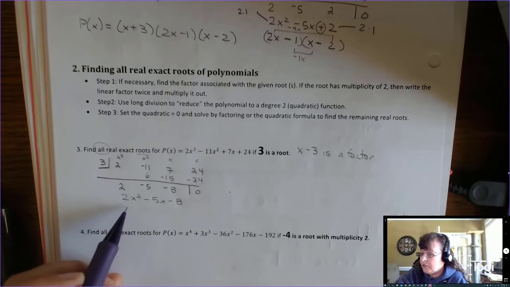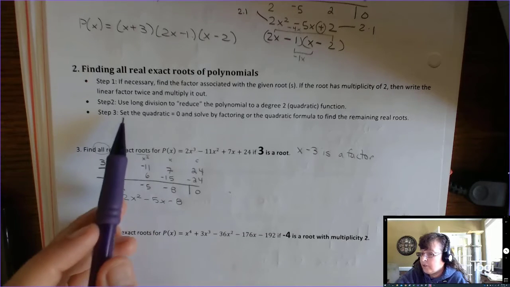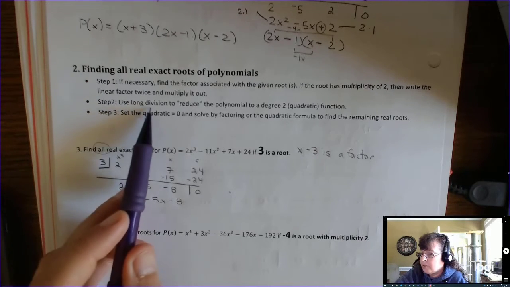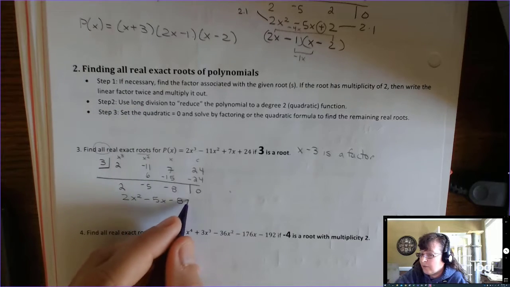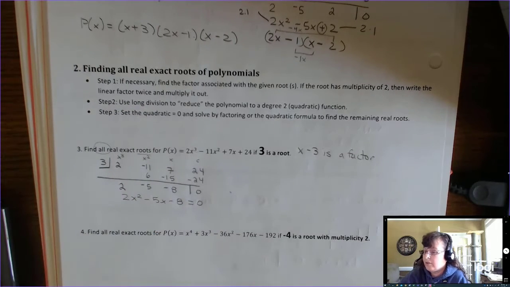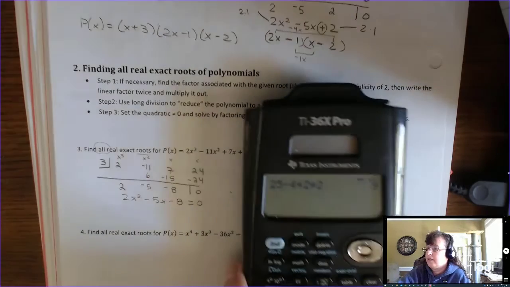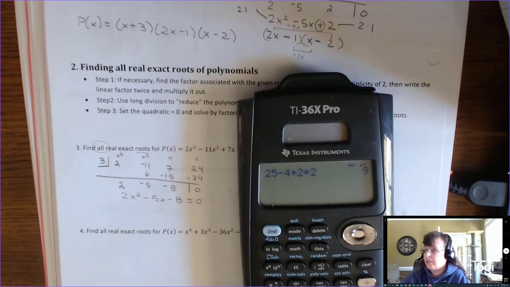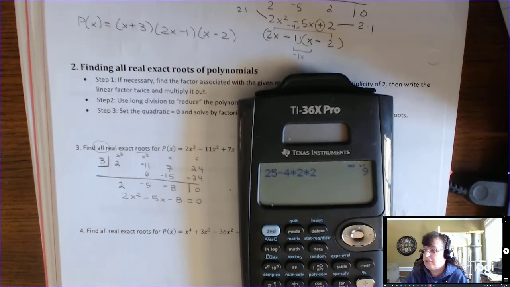Okay, so after we get the quadratic, right there, step 2, get the quadratic, then you're going to set that quadratic equal to 0, and you're either going to factor it or use the quadratic formula. Let's see if we can factor it. Let's use the discriminant again just to see what's under the radical. So that would be b squared, 25, minus 4 times 2 times negative 8. And that's not a perfect square.